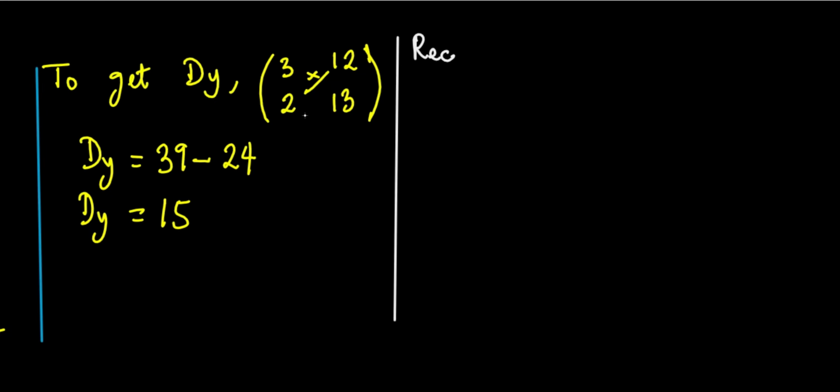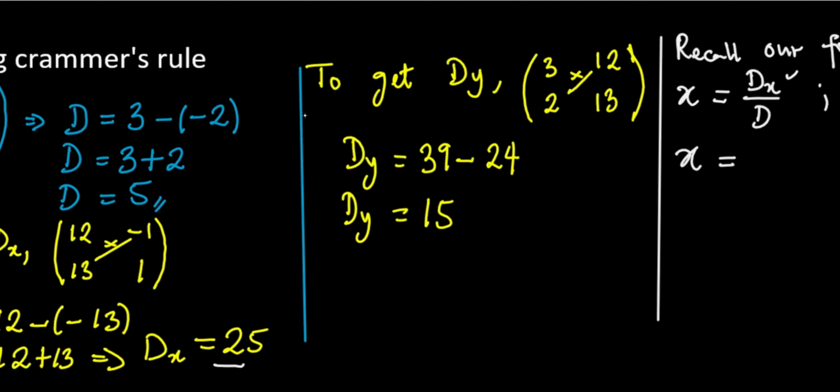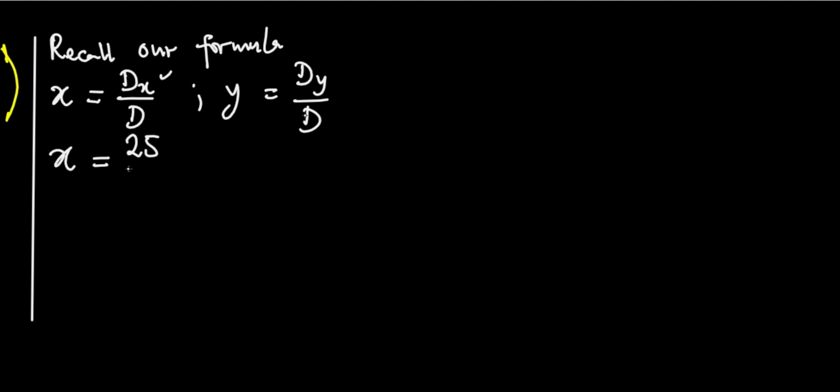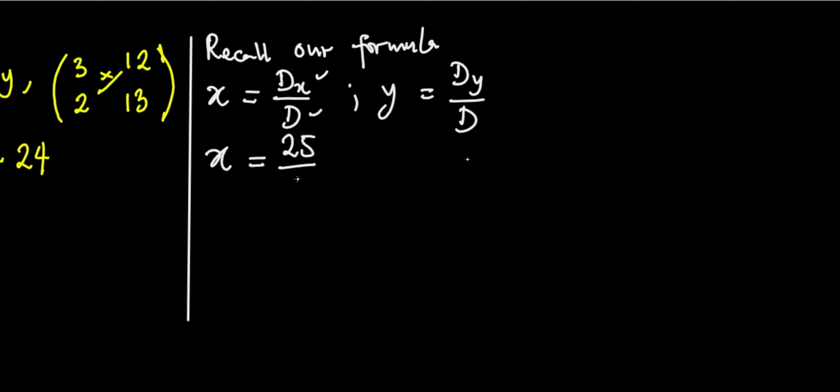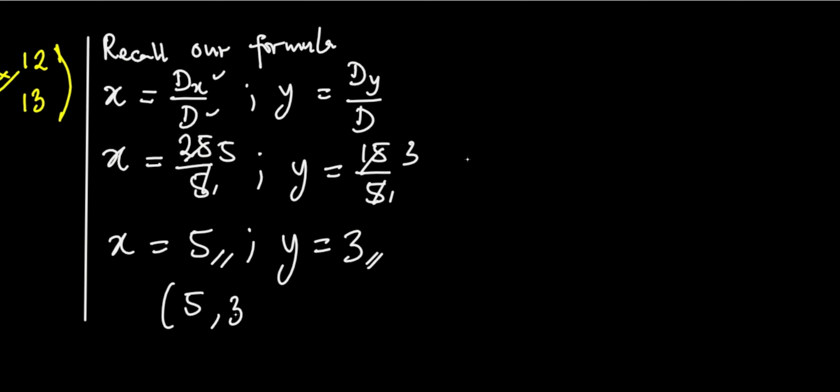Now, recall our formula. To get x, we have already found dx to be 25, divided by d, which is 5. So 25 divided by 5 gives us 5. For y, we have dy equal to 15 and d is 5 already, so we cut them. So we also have y equals 3. So the solution of the simultaneous equations is 5, 3.